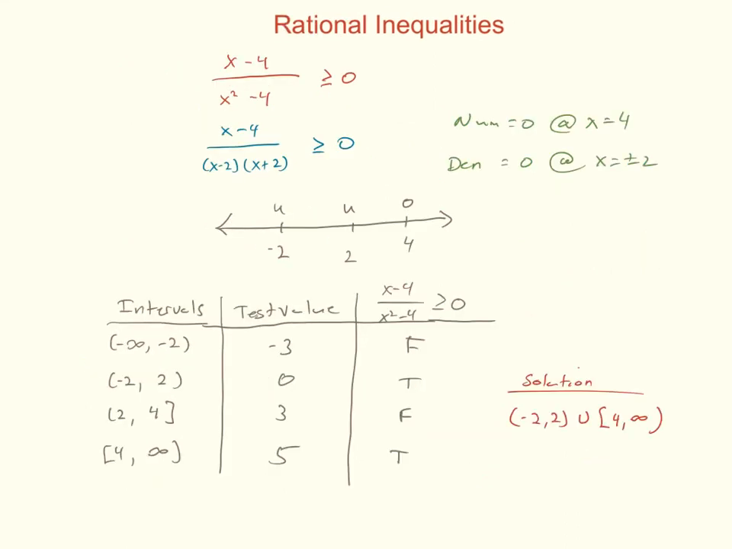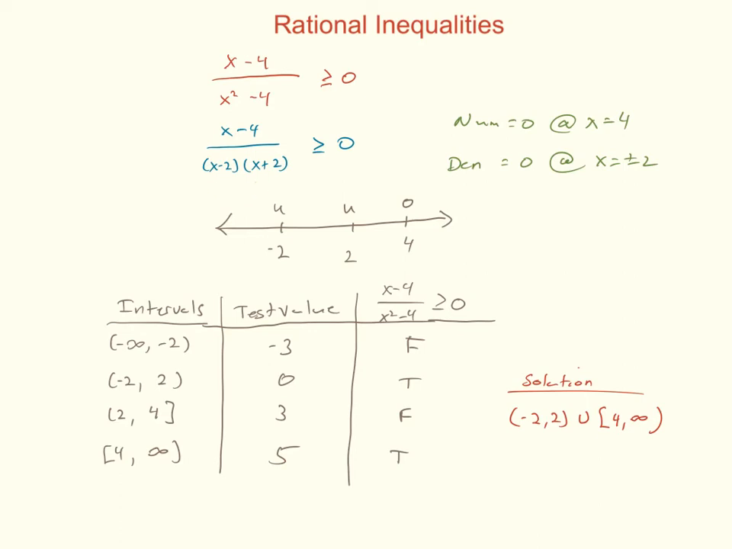With the rational inequalities, we have to do something very similar to what we did with the polynomials, but we have to realize that we're going to be dealing with top and bottom. We've got to identify when the top is 0 and when the bottom is 0, because those are going to be places that break this up into different intervals. So in this case, for this particular problem, I have x minus 4 over x squared minus 4 is greater than or equal to 0.